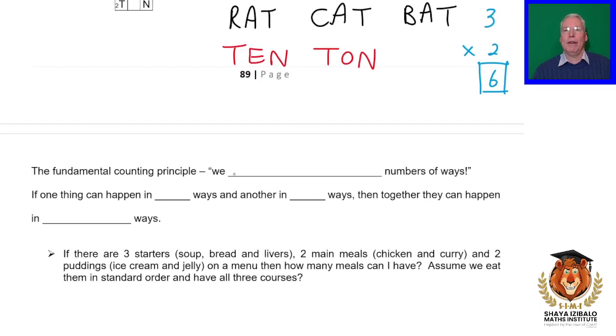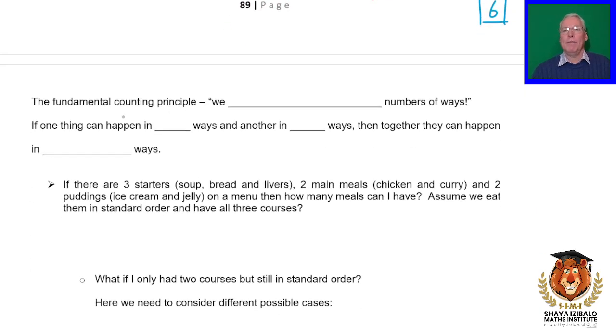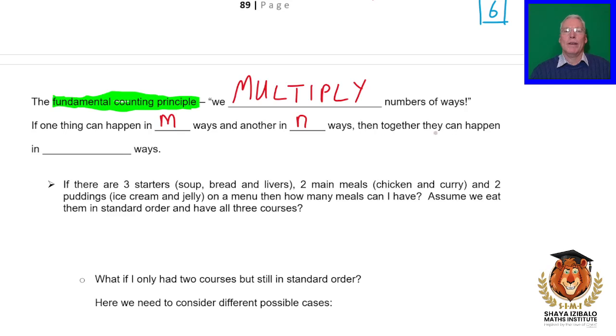So, on page 90 now, the fundamental counting principle, and we don't really need to know that name, but what it says is that we multiply numbers of ways. If one thing can happen in m ways and another in n ways, then together they can happen in m times n, mn ways.